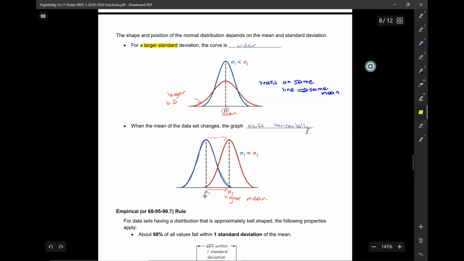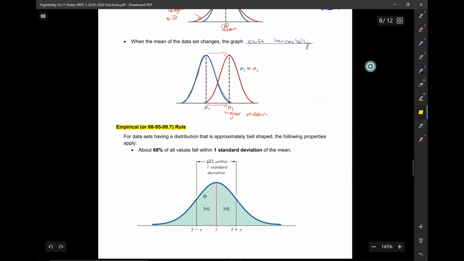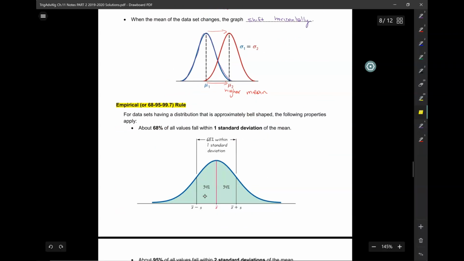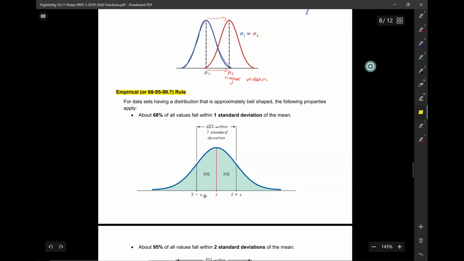So let's talk about the empirical rule. This is a popular rule. Everybody knows it by name. The empirical rule. For data sets having a normal distribution or a bell-shaped distribution, these are the properties that apply. 68% of all values fall within one standard deviation of the mean.